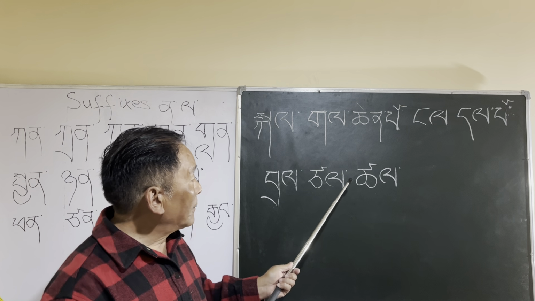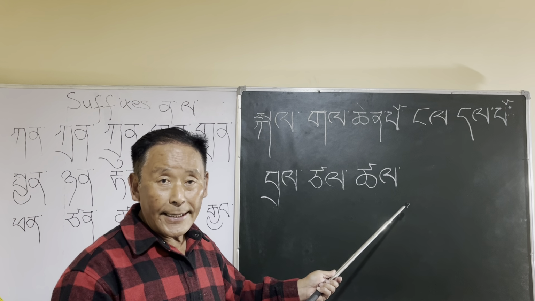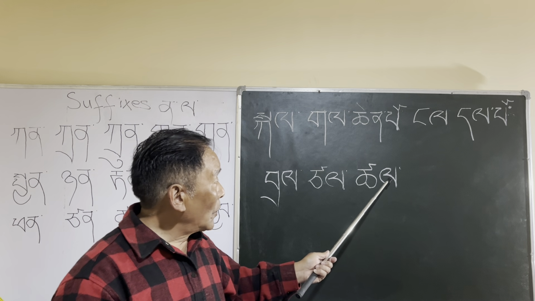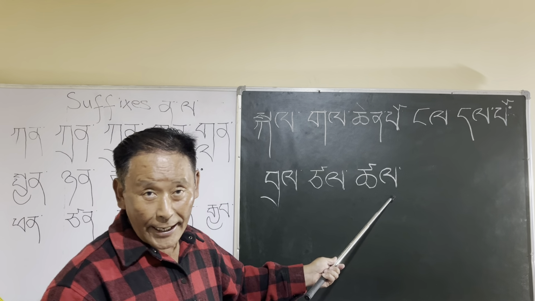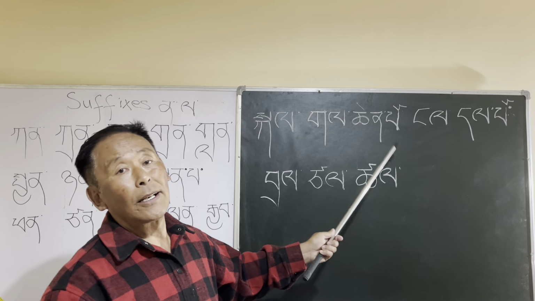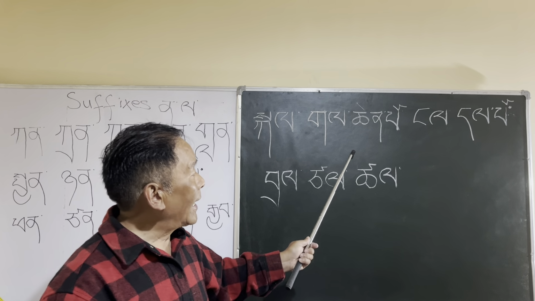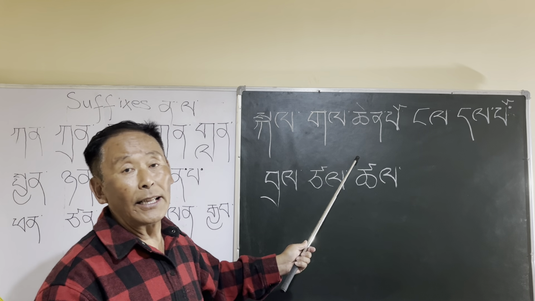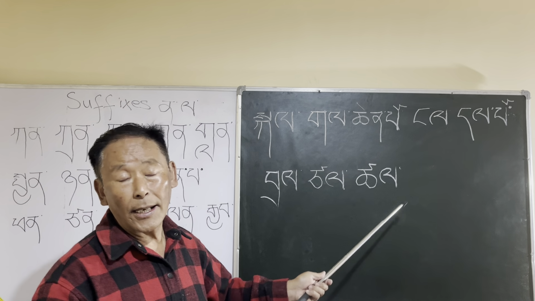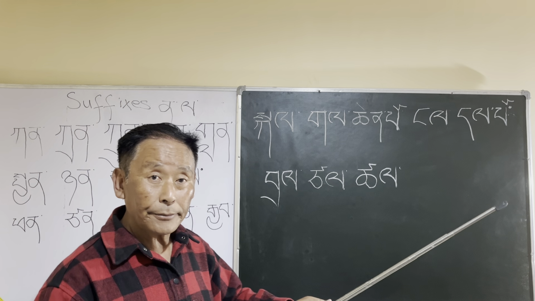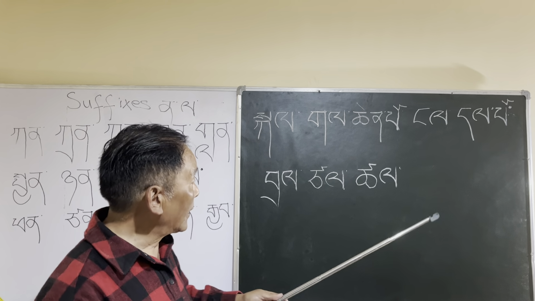So, ca la cel. La is the suffix. La is to be pronounced. At the same time, it should add an imaginary vowel, dengbo, to it. Ca la cel.